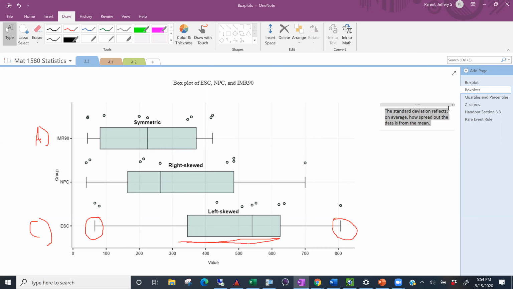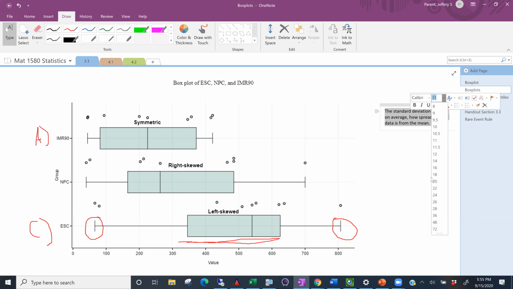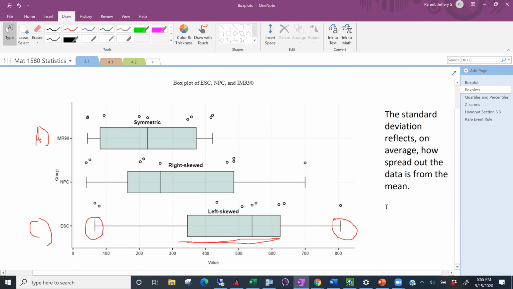Now let me make that a little bit bigger here so it shows up on your screen a little bit better. Font of maybe 20. Should do it. And we'll go 22. There you go. Definitely make sure you know that for not only this exam, but for the final exam.